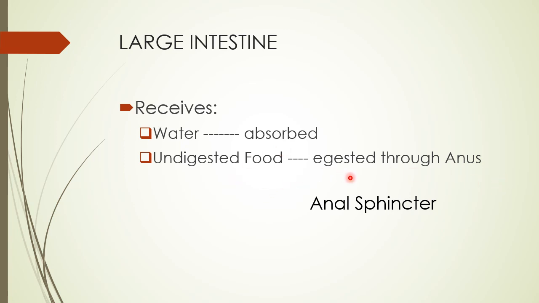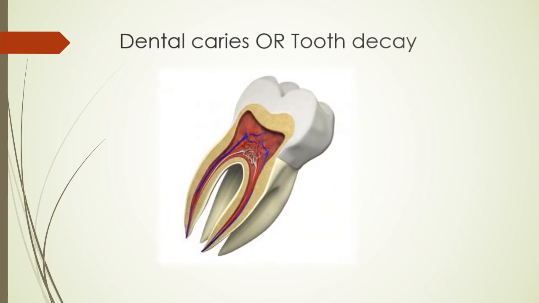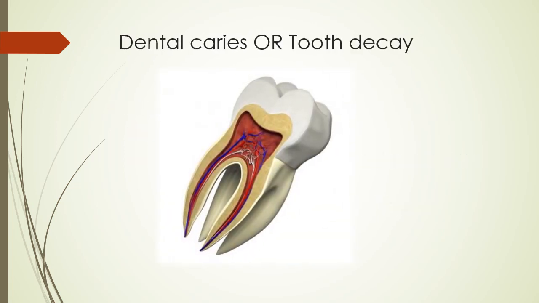Again, for egestion there is the anal sphincter, which is a gate at the anus. Now, one very important topic. What you see here is the tooth. The white visible portion of your tooth is the enamel. It is the hardest known substance.